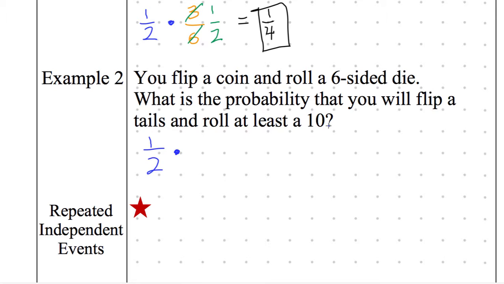Roll at least a 10. You can't though, at least a 10 when you add the 2 dice. But it says die. Oh, shoot. Let's change this to, and roll 2 6-sided dice. Yeah, teacher error. Log your extra credit. All right, and roll 2 6-sided dice. So what's the chance that you roll at least 10 when you add the 2 dice together? How many are there?